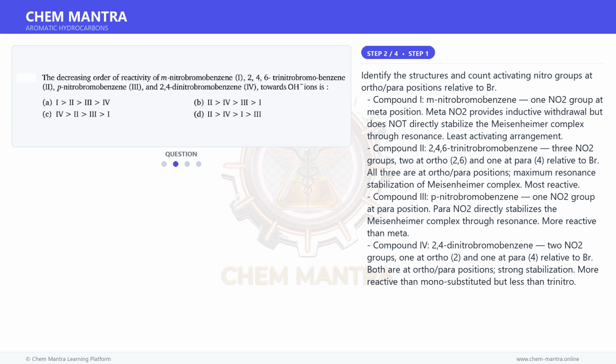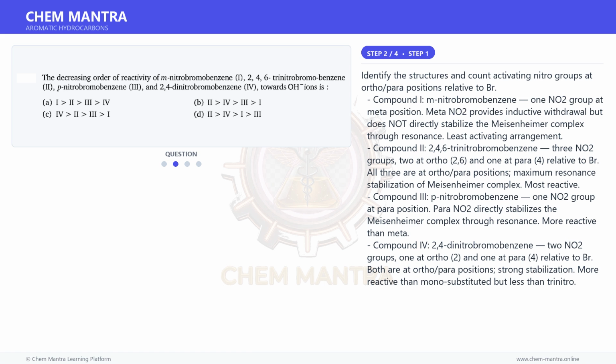Least activating arrangement. Compound 2, 2,4,6-trinitrobromobenzene, has 3 NO2 groups, 2 at ortho, 2 and 6, and 1 at para, 4, relative to Br. All 3 are at ortho-para positions, giving maximum resonance stabilization of the Meisenheimer complex.